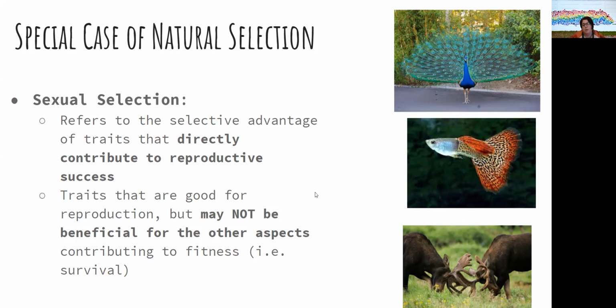The reason that we separate this out is that some of these traits may be good directly for reproduction, but they may not be beneficial for other aspects of fitness like survival. If you look back at our peacock up here, if this male has this big dramatic display open, he's very vulnerable, partially because he's very visible to predators. Same thing with the beta fish. And there's also a risk when the moose down here are fighting one another that they can actually injure each other. But again, the reproductive success basically trumps any sort of survival fitness.